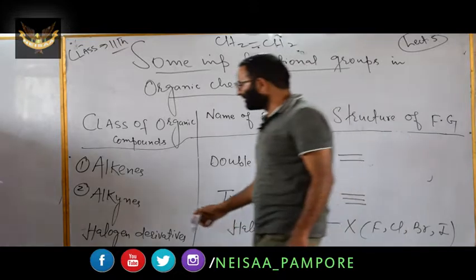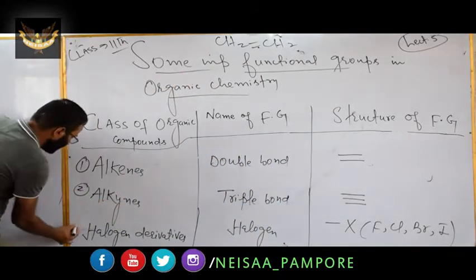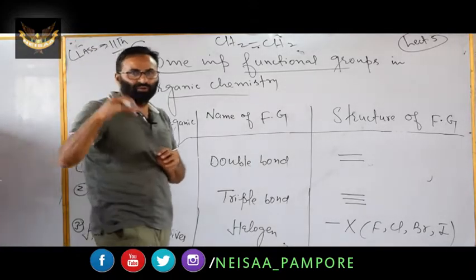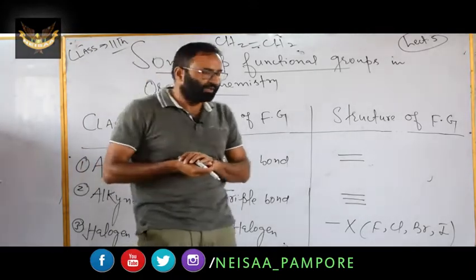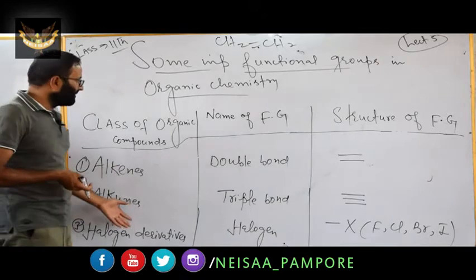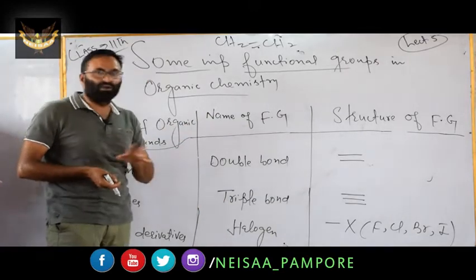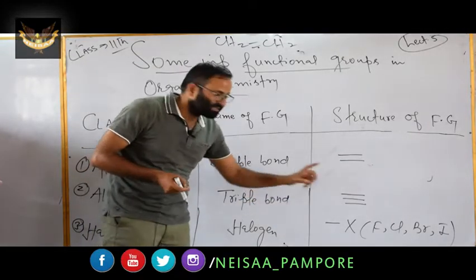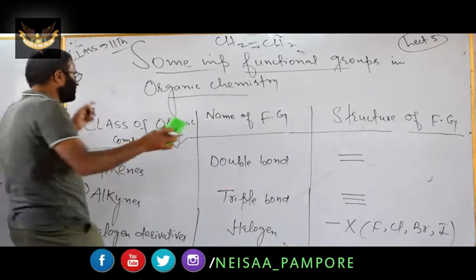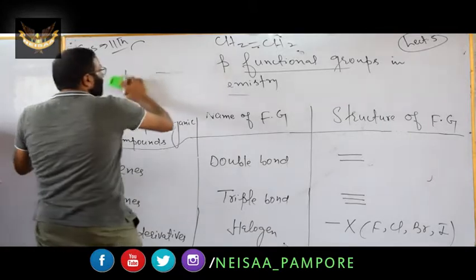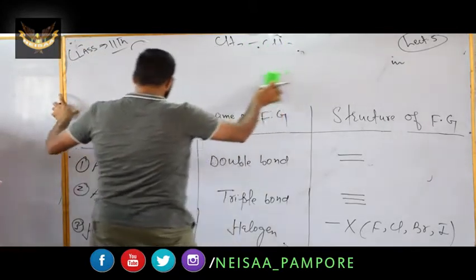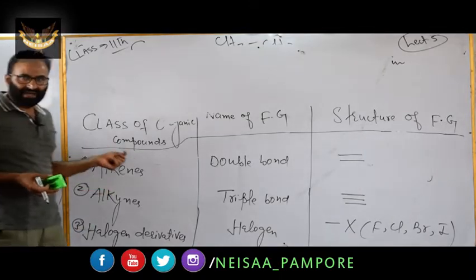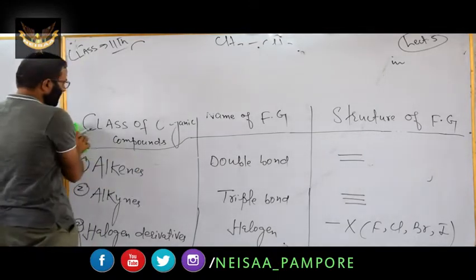And the third, we have the class of organic compound, that is halogen derivatives. Where there will be X, a halogen: fluorine, chlorine, bromine, iodine. Remember this point. Halogen derivative. Name of functional group is halogen. Remember this point. We have halogen and we have X. X can be fluoro, it can be chloro, it can be bromo, it can be iodo. Remember this point. These are the first 3 classes. Alkenes, alkynes, and the halogen derivatives.